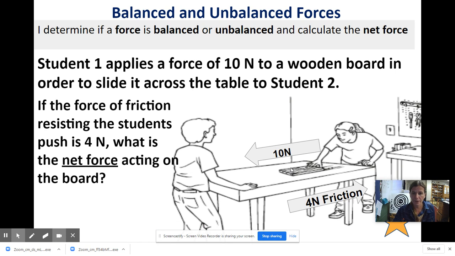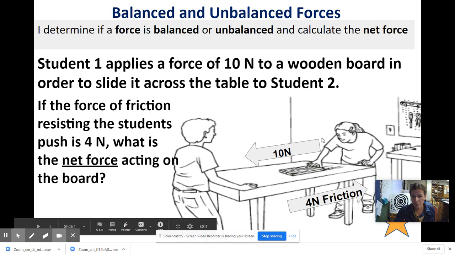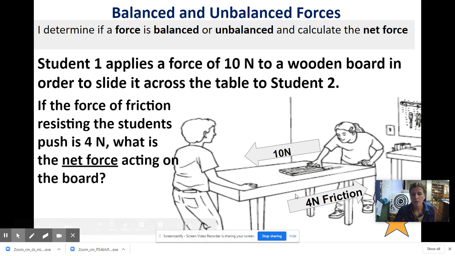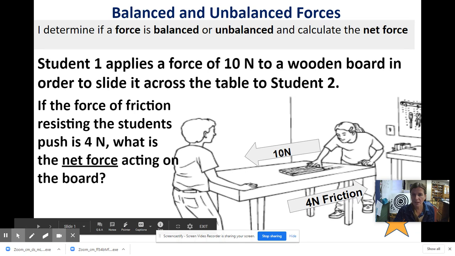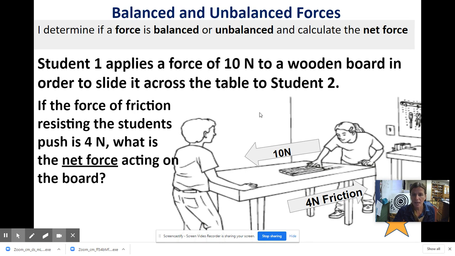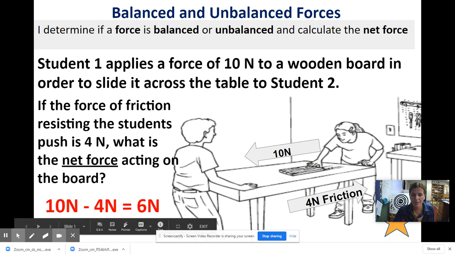acting on the board? So in this situation, you have two opposing forces. She's pushing with 10 newtons of force on the board, but there's 4 newtons of friction acting on the board in the opposite direction. When forces are in opposite directions, you subtract. So 10 newtons of force subtract 4 newtons of force would give 6 newtons of force acting on the board. That's your net force.